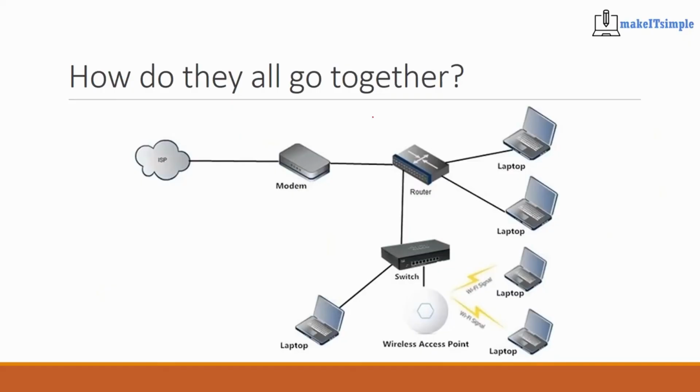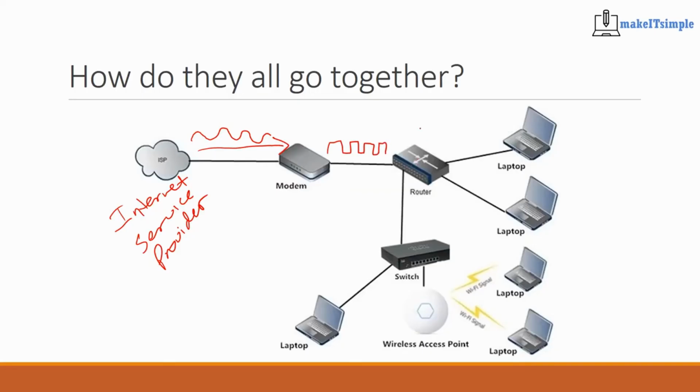So how they all go together is like this. ISP, Internet Service Provider. The Internet Service Provider will send the information to the modem in analog form. The modem will demodulate it and turn it into digital form. When that digital form reaches the router, it will ask itself a question, where is this supposed to go? And then it'll decide, okay, I'll send the information to the laptop in digital form, or I'll send the information to the switch in digital form, and then it will go to wherever else it needs to go. And then it will go in wireless form to a wireless laptop.